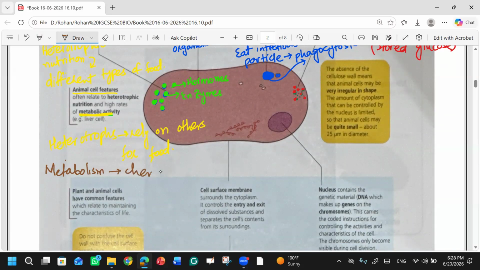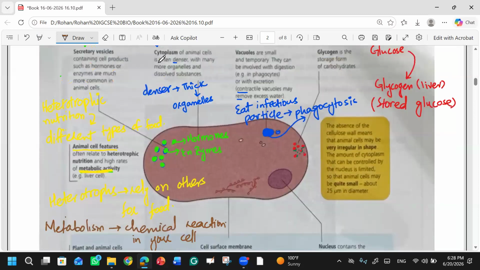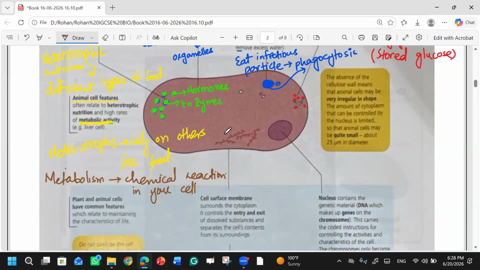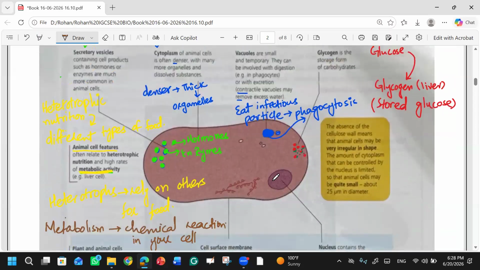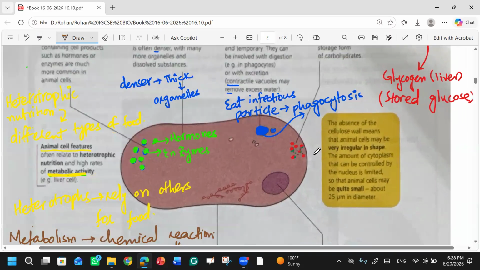Chemical reactions that are happening in your body, in your cell. Basically, we can say in the cell. Okay. Then these are some of the organelles which we have discussed. Some of the things, not organelles, some of the things which are present in the cell. You can say organelles, but they have different functions.